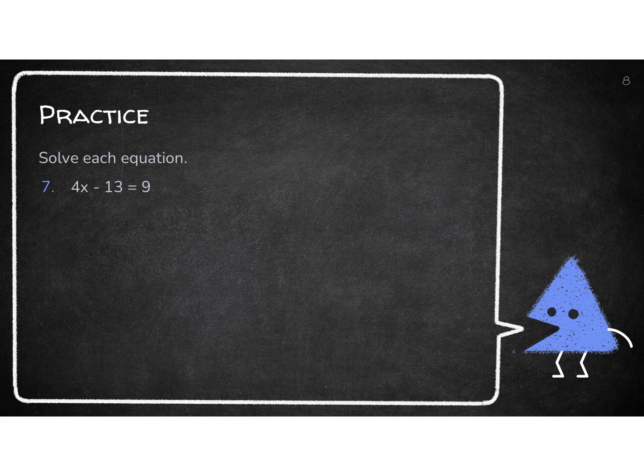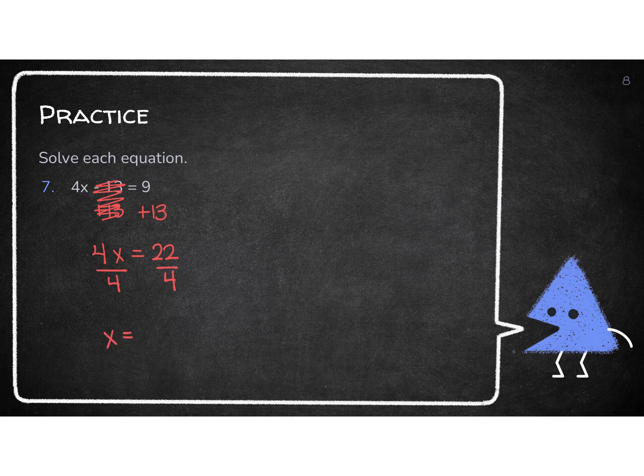Next one here, 4x minus 13 equals 9. So I know I have to get rid of whatever's being added or subtracted first. So if I'm doing minus 13, to undo minus 13, we're going to add 13 to both sides. So minus 13 and plus 13 cancel out. I'm left with 4x. 9 plus 13 is going to give me 22. The variable is not alone yet. I need to get rid of that multiplying by 4. So to undo multiplying by 4, we're going to divide by 4.